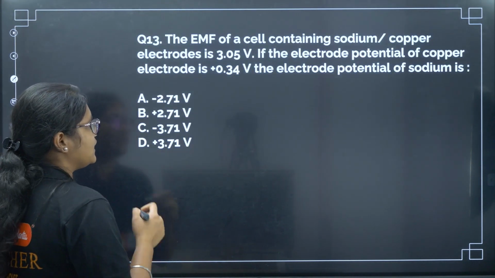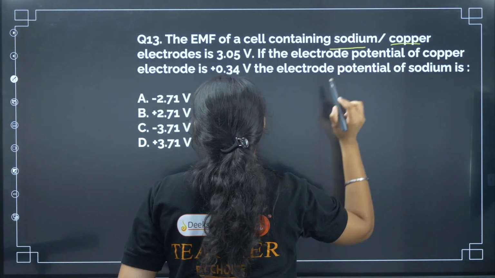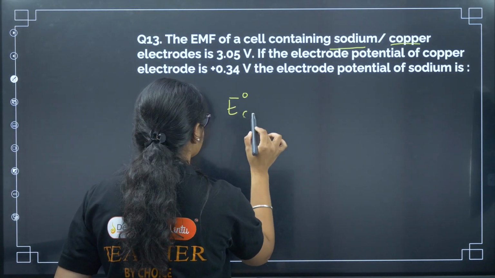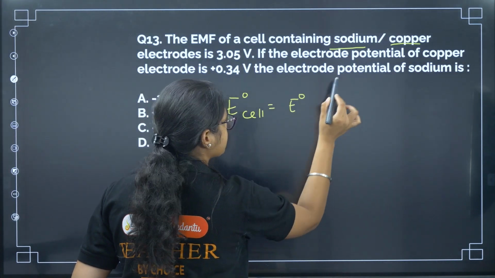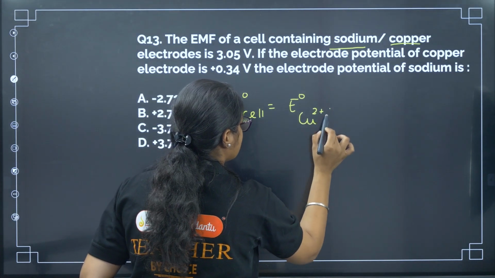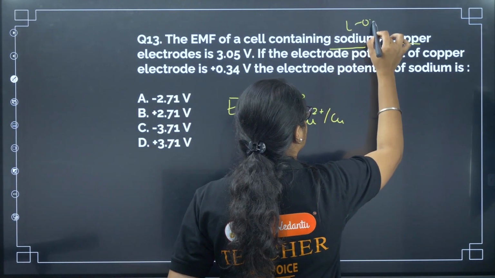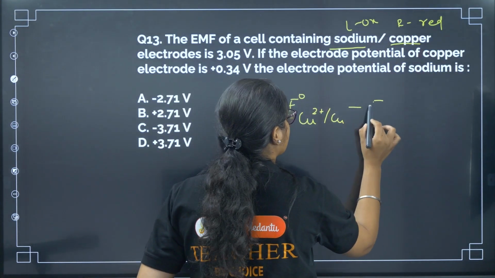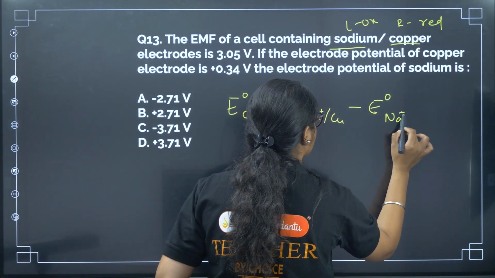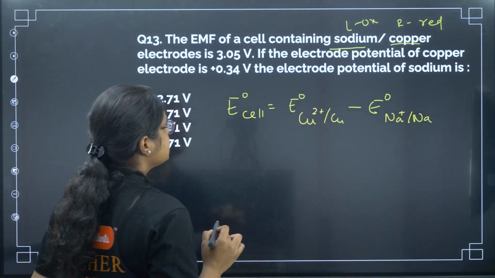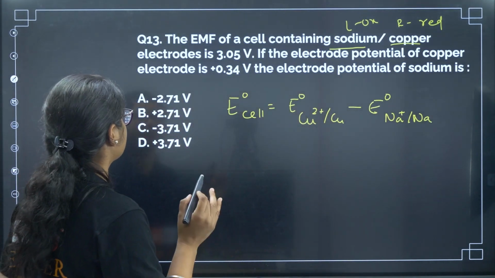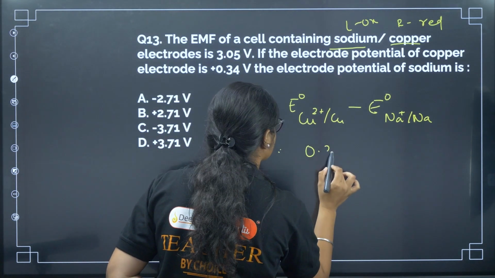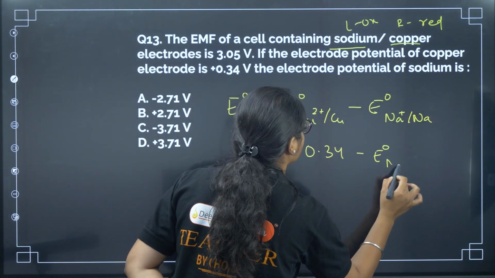Next, question number 13: the EMF of a cell containing sodium and copper electrodes is 3.05 volt. So we know E naught of the cell is equal to E naught of cathode. So which is the cathode here? Copper. Okay. So you should always remember left side is for oxidation, right side is for reduction. Okay. So cathode minus anode. So E naught of sodium. Okay. Now the question is asked if the electrode potential of copper is 0, so this value is 3.05 and this value is 0.34 and I need to find for sodium.